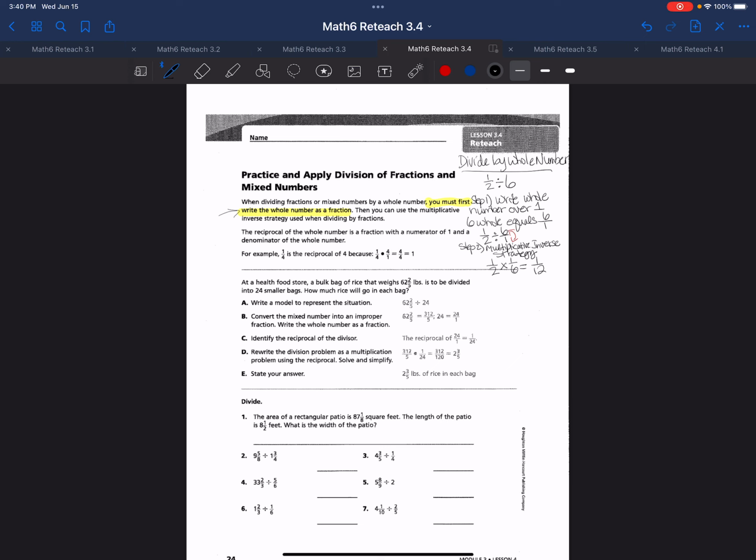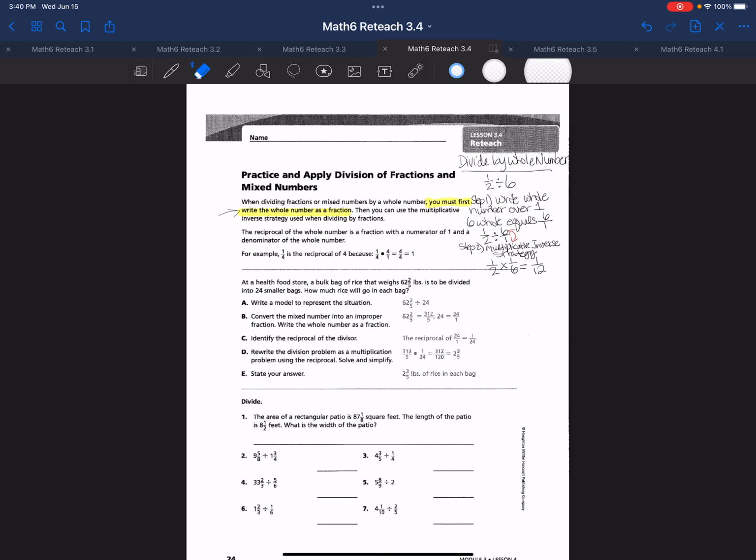Right here it says the reciprocal of a whole number is a fraction with a numerator of 1 and a denominator of the whole number. For example, 1/4 is the reciprocal of 4 because 1 over 4 times 4 over 1 equals 4 over 4 equals 1. Okay, let's start our first example here.